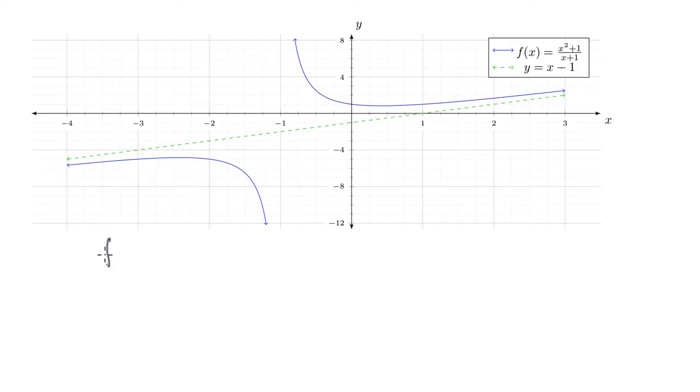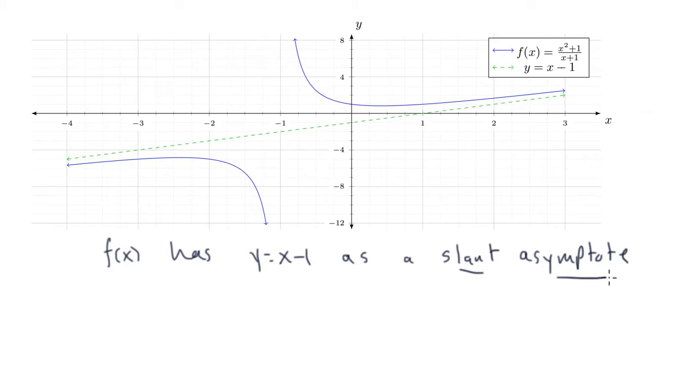So we say that f of x has y equals x minus 1 as a slant or oblique asymptote. And what happens with the function is really interesting. So see that as x goes to either plus or minus infinity, the function isn't leveling off to a horizontal line, it's actually leveling off to this slanted line, hence the name slant asymptote, not horizontal asymptote. So it's actually really simple in concept.